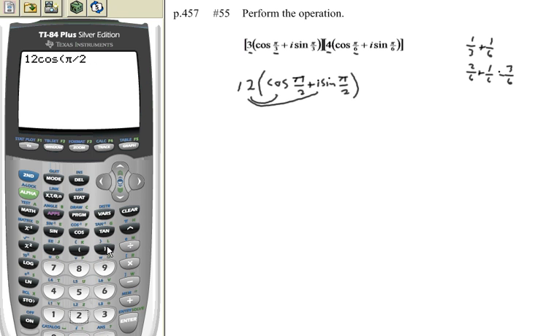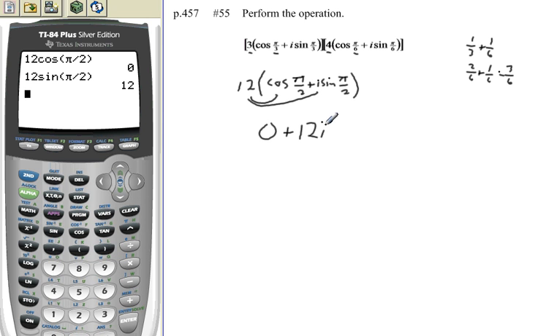Now cosine of pi over 2 we should know is equal to 0, so 12 times that is 0, that makes sense. So I have 0 plus, now I'll take 12 times the sine of pi over 2. The sine of pi over 2 we should know is equal to 1. So 12 times 1, so we're going to have 12i. So we don't need the 0 plus, so the whole answer is equal to 12i.